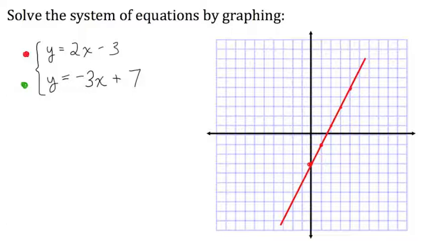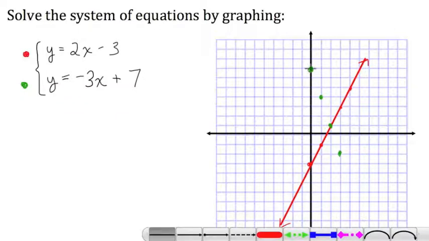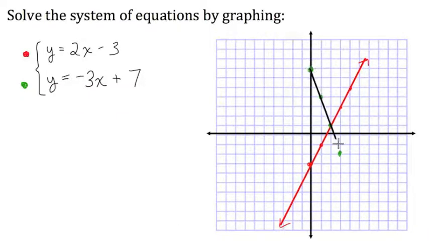Now we have to graph the next line. The y-intercept of the second line is 7, so this means I'm going to go up 7. And then the slope is -3, so I'm going to go down 3 over 1. There's a point here. Down 3 over 1. There's a point here. Down 3 over 1. There's a point here. And then I connect them with a straight line. Again, you'll want to use a straight edge here.